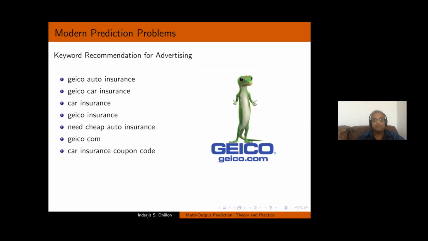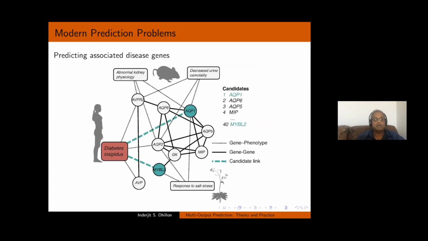These problems are also there in advertising, where we may want to do keyword recommendation for a website. They occur in many domains. This is an interesting problem that I worked on with a colleague of mine at UT. The problem is to predict genes that might be associated with a given disease or a phenotype. And I will go into more detail on this application a little bit later.